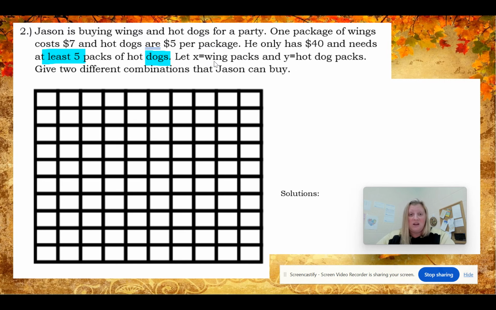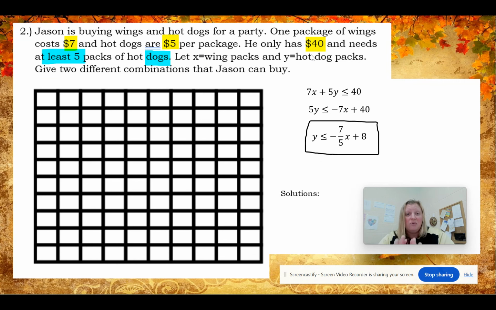All right, so the first thing, again, that I like to do is take all my money and make it into a nice pretty equation or inequality. All right, so it's 7 per wings, 7X, and 5 per dogs means 5Y. Now you have to use a little bit of your own logic here. If you only have $40, then you can't spend more than 40. You can spend 40 or less. So make sure that you have the less or equal to sign. And then you're going to go ahead and get Y by himself. So that line would be ready to graph them.